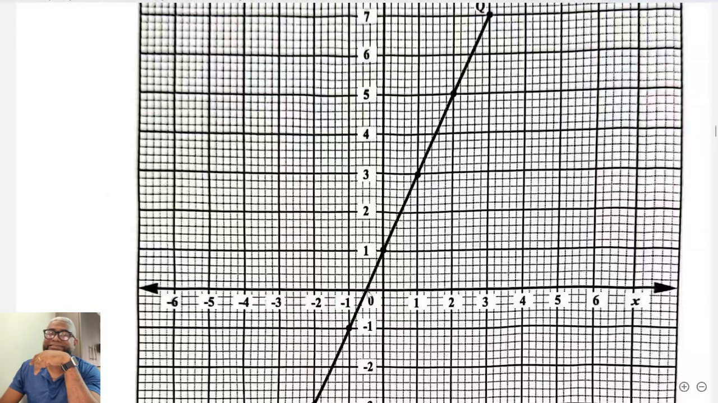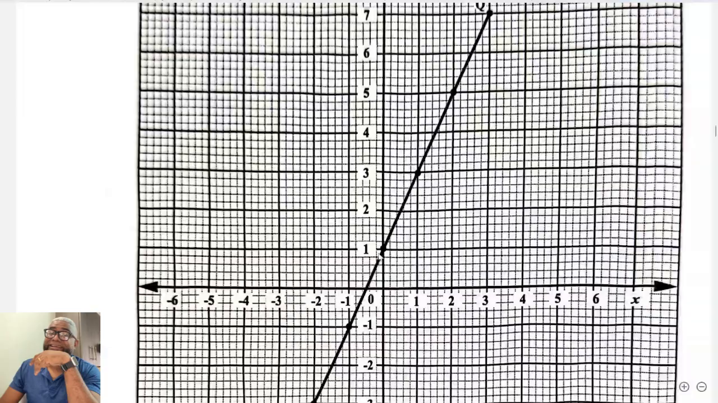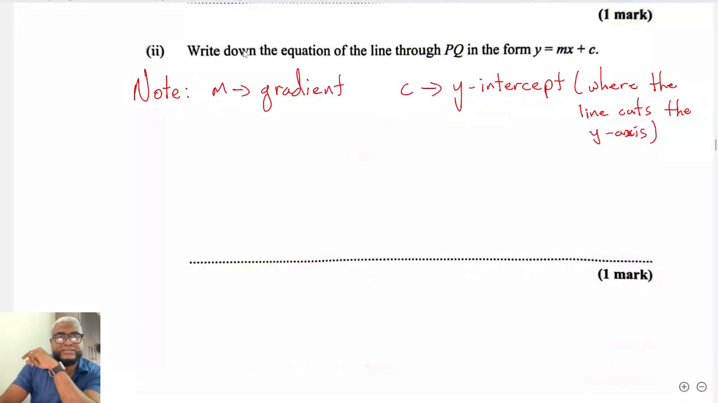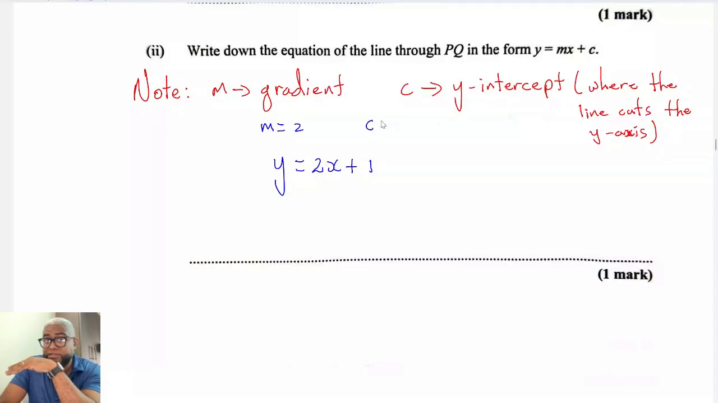Wait, I'm watching the x-axis. I'm watching the wrong axis. I was watching here, right? So it's clearly passing through 1, right? So my y-intercept is 1. Right, so my equation will be y is equal to m, which is 2x, plus c, which is 1. So m is equal to 2, c is equal to 1. You plug it into this formula.